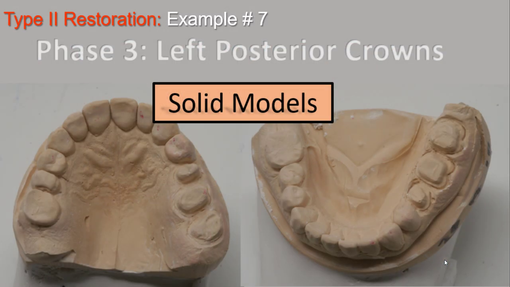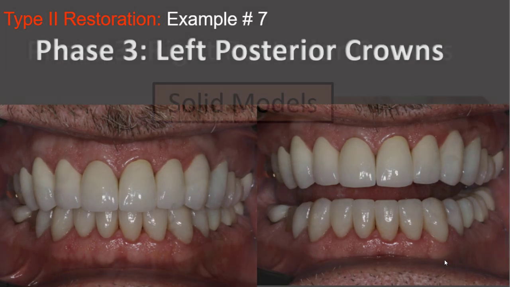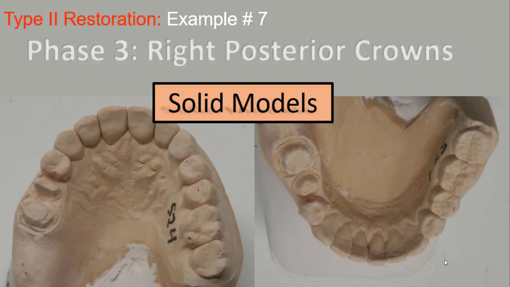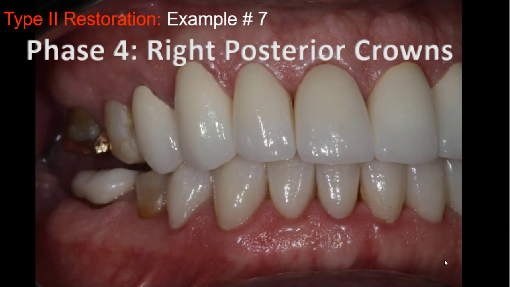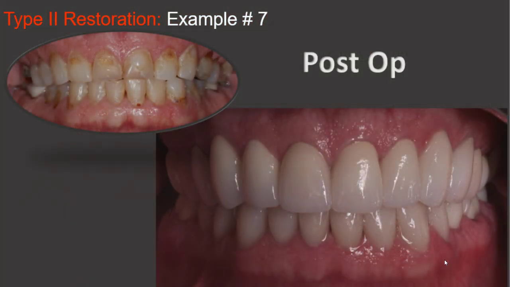And then we went ahead, and now we're going to do our left posteriors. So we did his left posteriors in one phase. And we went ahead and cemented those. And then we went ahead and did his right posteriors. And those are just the solid models, not our die models. And then we went ahead and delivered those. So now you can see we were able to break this into lower anteriors, upper anteriors, right side, left side. So we had 6 different phases.